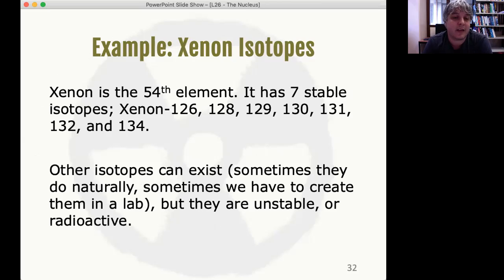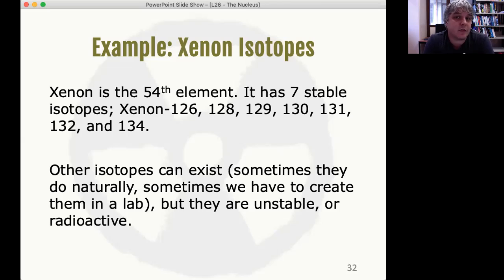Any other isotope that can or does get created is unstable and will decay. It might decay very quickly or it might take a long time, but it will decay. So you'll notice that there are some there that are stable, whereas ones in between aren't. So 126 and 128 are stable, 127 is not.